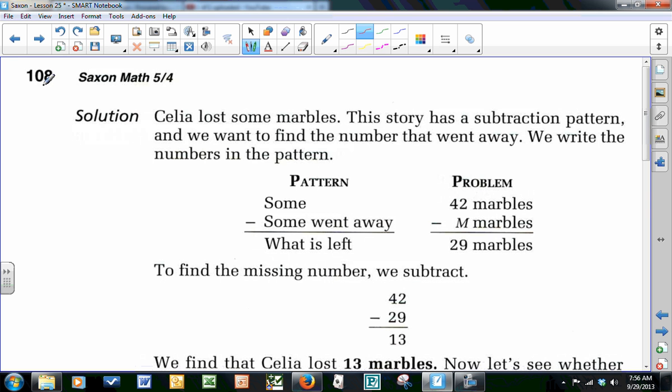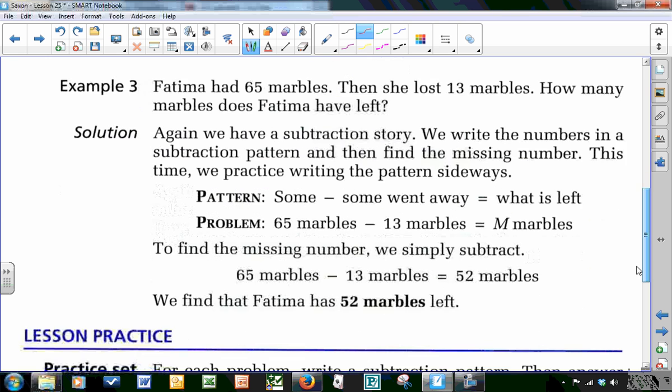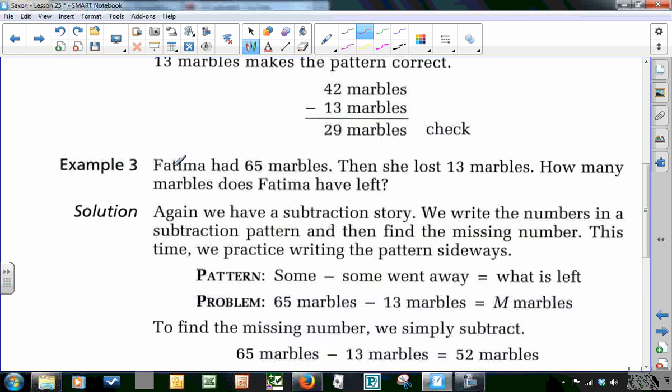Top of the next page. Here I am at page 108. We're going to scroll down because we've already solved that problem. Let's look at the third example. Here we have a girl named Fatima. And it's kind of a funny name, isn't it? She has 65 marbles, okay? So you know you're going to write your equation, 65.